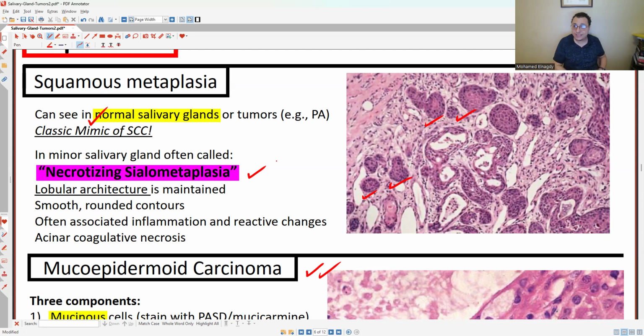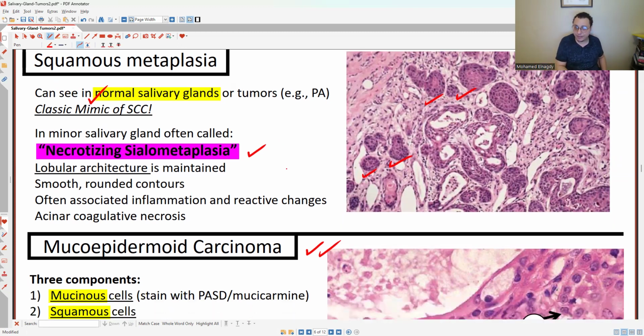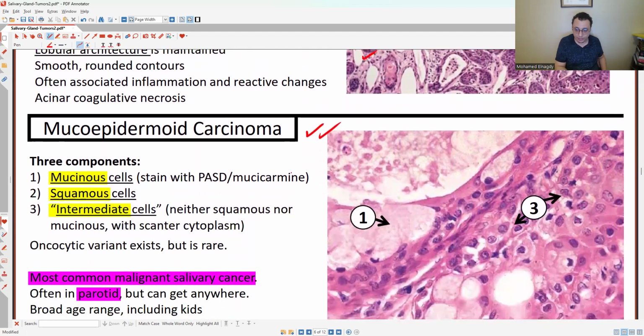Usually they give you the case scenario of a patient who has been long suffering from inflammation of his salivary glands. For example, he had stones in his salivary glands, or he has a long history of pain and inflammation of his salivary glands. So they tell you that there is a kind of chronic inflammation involving the salivary gland, and they will give you this picture. So you see some islands of squamous cells. Well, okay, that's squamous metaplasia, and that's necrotizing sialometaplasia. That's because of chronic inflammation.